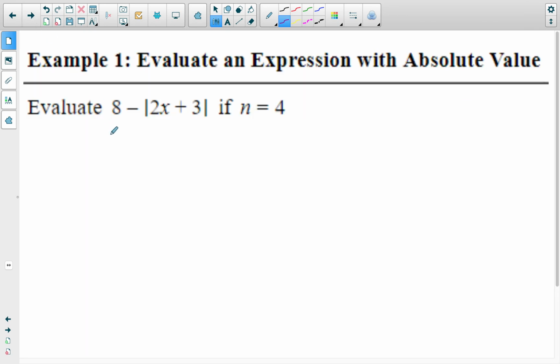So evaluating absolute value expressions is very similar to evaluating algebraic expressions. We're going to first of all pretend that this says x equals 4, and we're going to evaluate 8 minus the absolute value of 2 times 4 plus 3. We're just plugging in 4 for x in this expression, and now we're going to follow order of operations to solve. So consider order of operations.